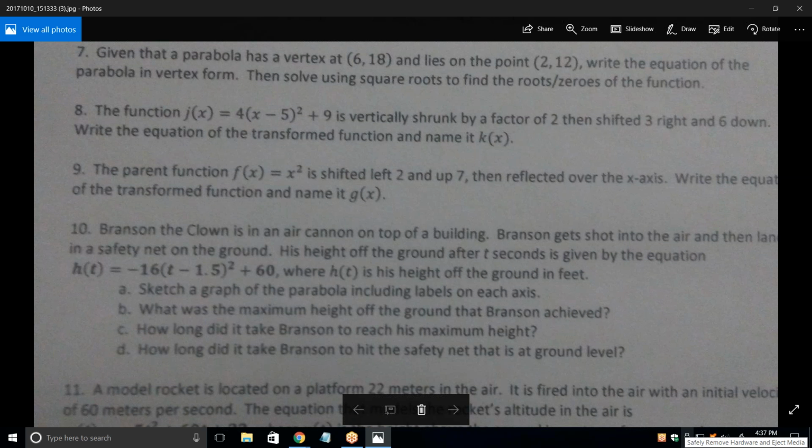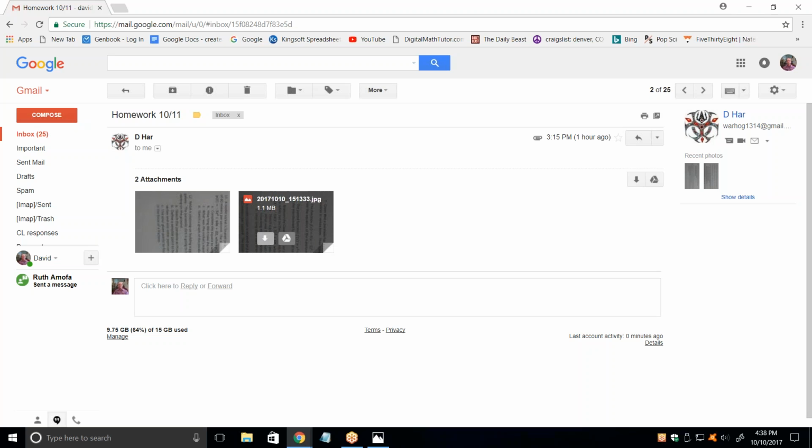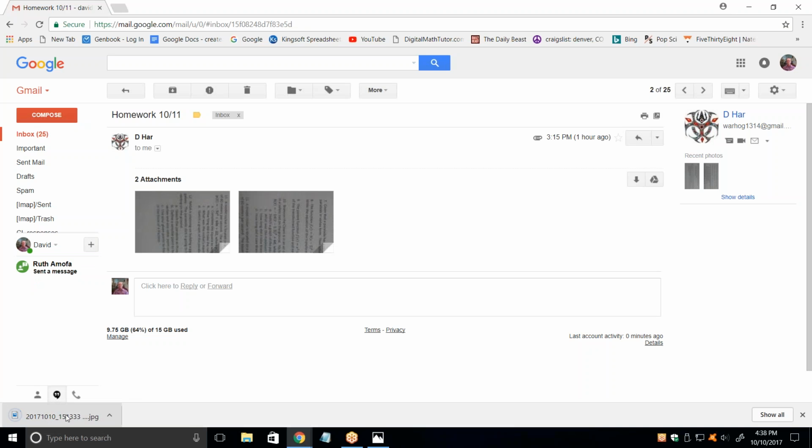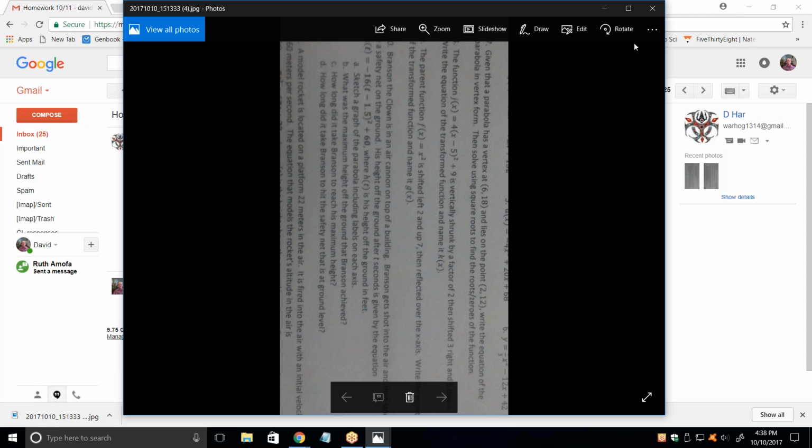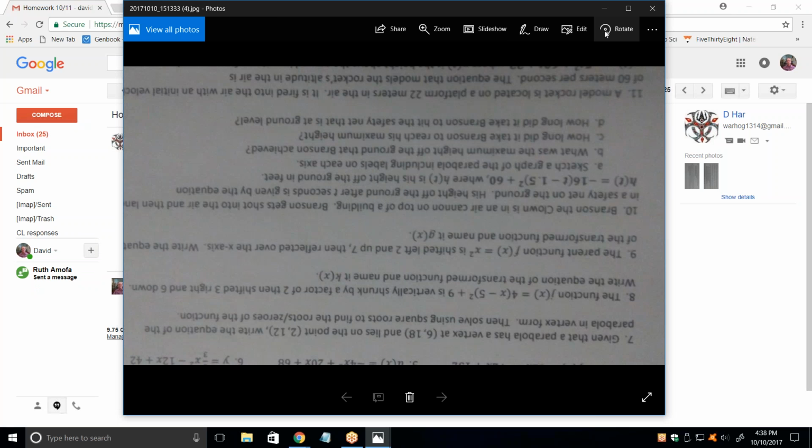All right. A model rocket is located on a platform 22 meters in the air. The equation of the model rocket's altitude in the air is, all right, I wonder if I can bring up both of these at the same time. And I can switch back and forth. Though I don't think I can.